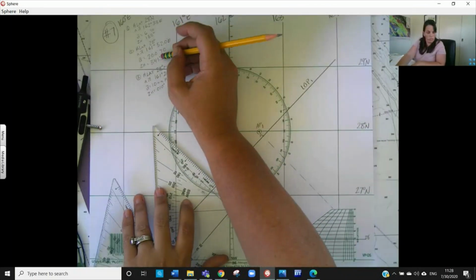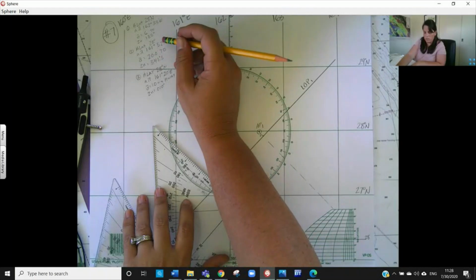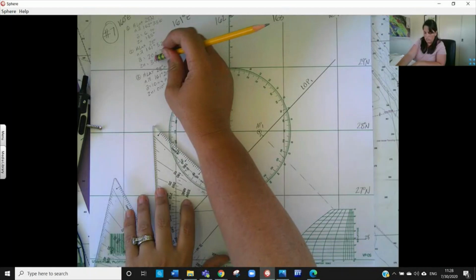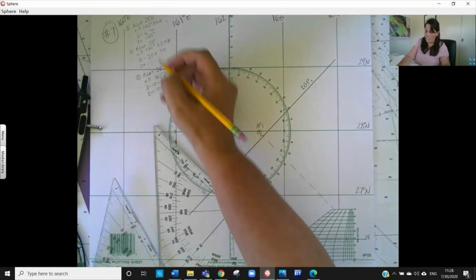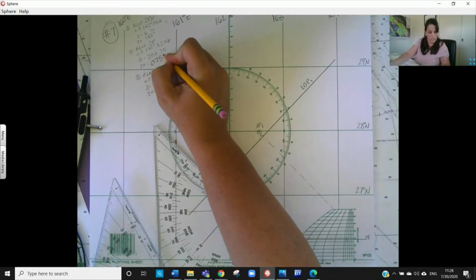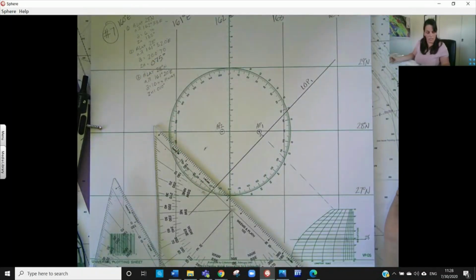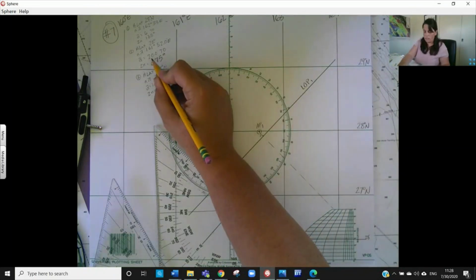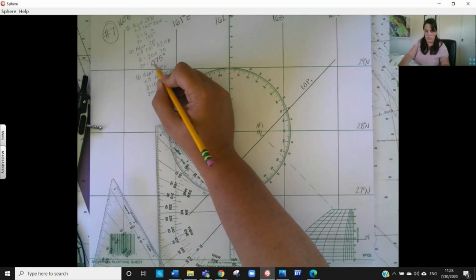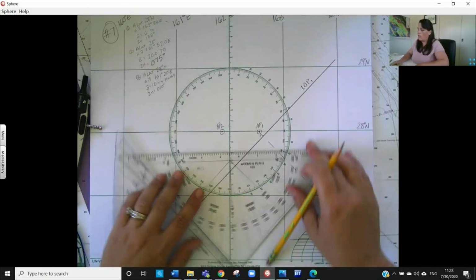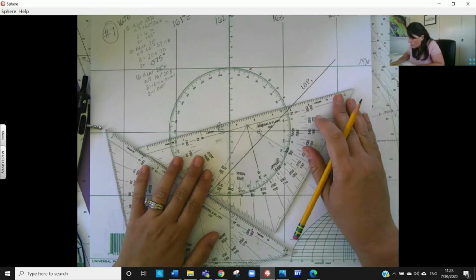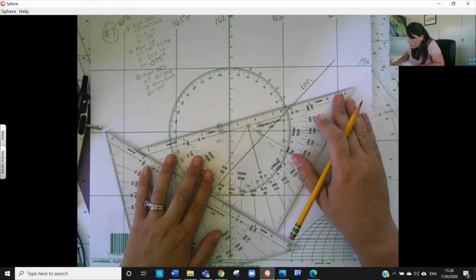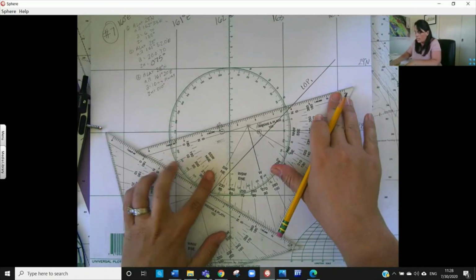That is wrong. My azimuth for number 2 is 075. I wrote that down incorrectly. So yes, my intercept is 20 nautical miles, azimuth 075, and I'm going towards 075. So let's find that. 075.